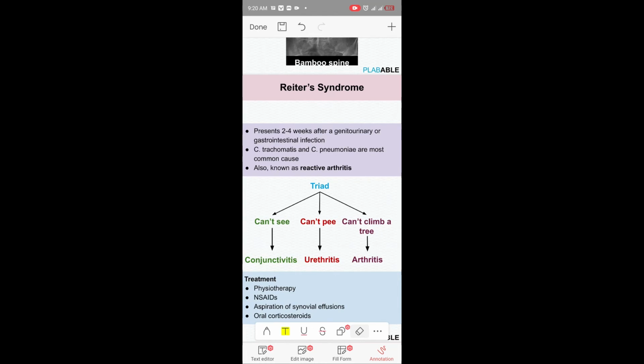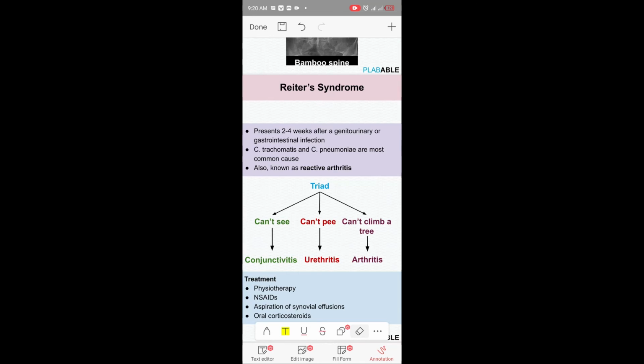The next thing that comes is Reiter syndrome or reactive arthritis. A mnemonic for that, which most people use, is can't see, can't pee, can't climb a tree. Actually, that's a triad of urethritis, conjunctivitis, and arthritis. That is the Reiter syndrome or the reactive arthritis.